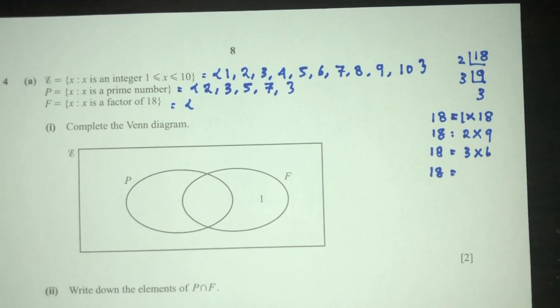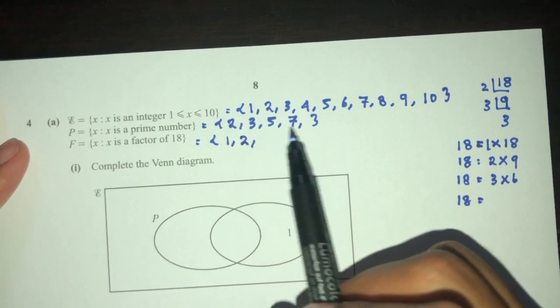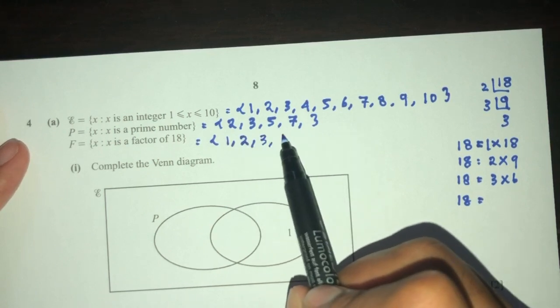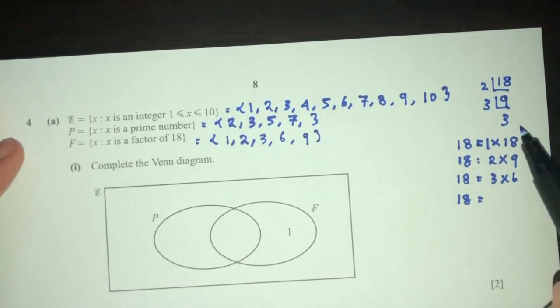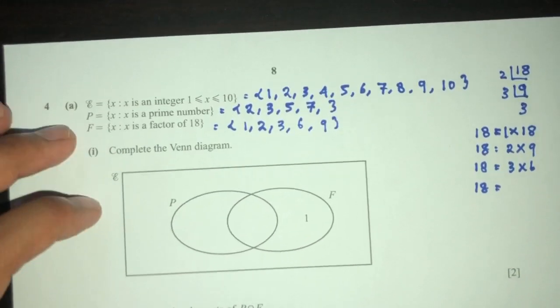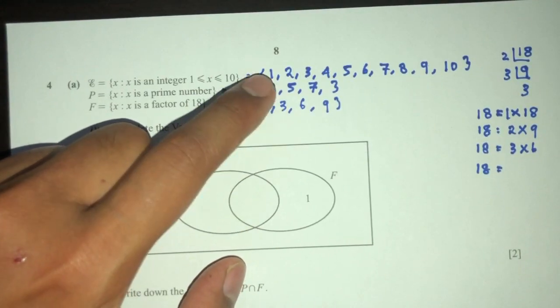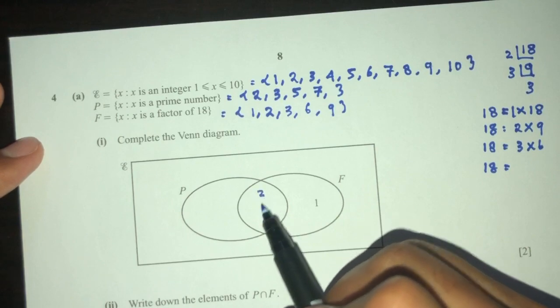So let's write this down. It could be 1, 2, 3, 6, and 9. Obviously 18 will be too much, we cannot use 18, and the rest will not be in the factors, right? So that will be part A, to first list down all the numbers we have in those sets. Now the question is, we have to complete the Venn diagram. So let's complete. We can see that here we have 1 already done for you. Now we have the same as 2, 2, 3, 3. So these are the same, so 2, 3, we can write here.